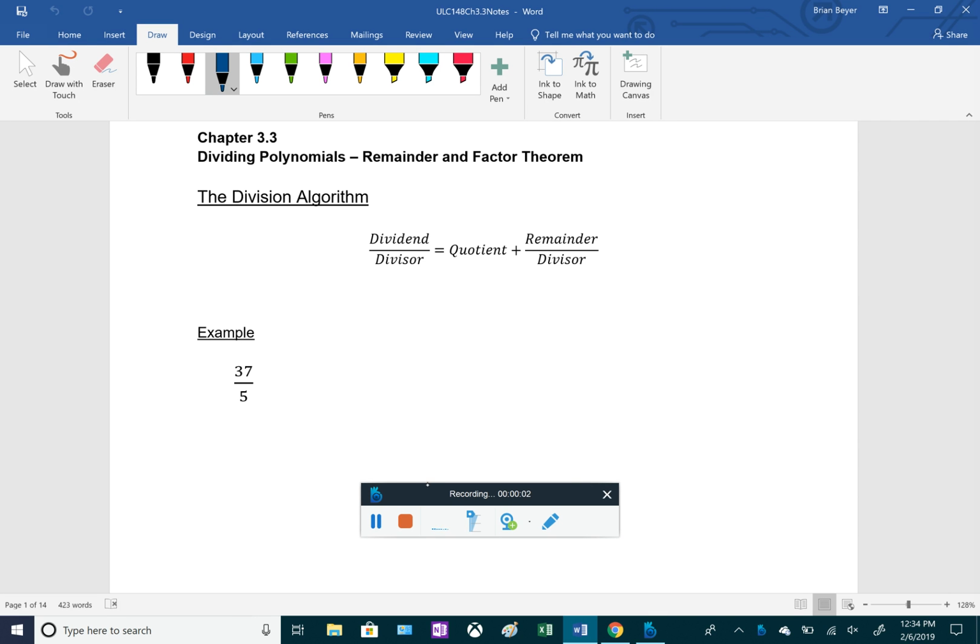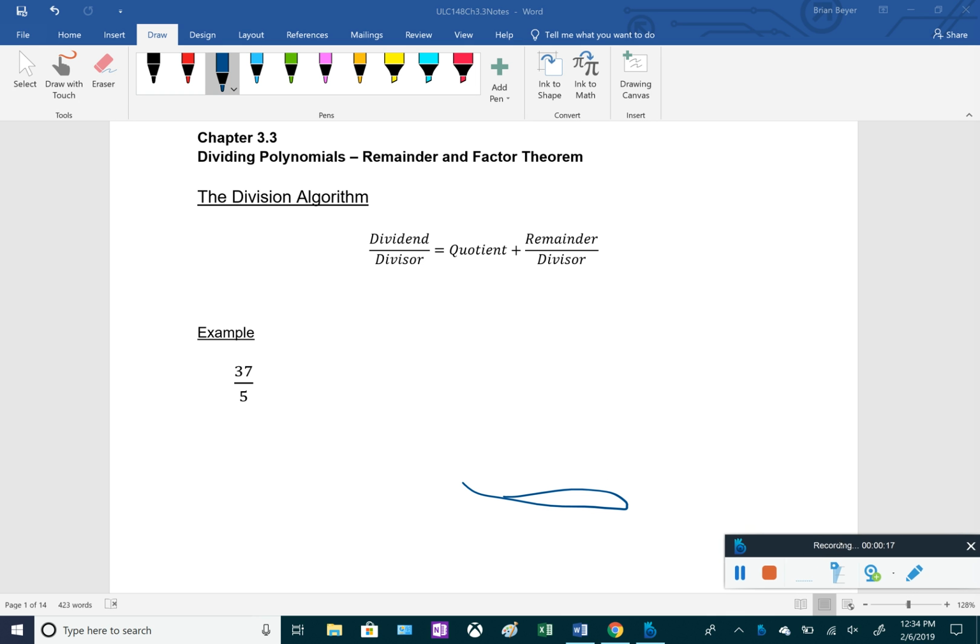For chapter 3.3, we'll be dividing polynomials, and we're going to get into two theorems, the remainder theorem and the factor theorem. So we'll start with just dividing polynomials and how we divide them. Before we get into the two methods for dividing them, I just want to go over the division algorithm real quick.